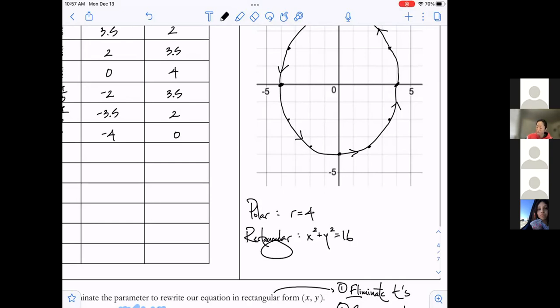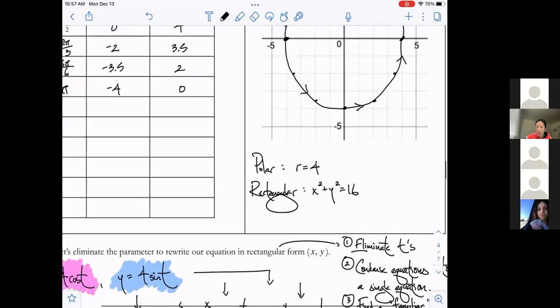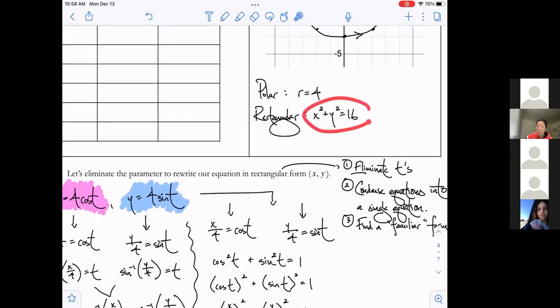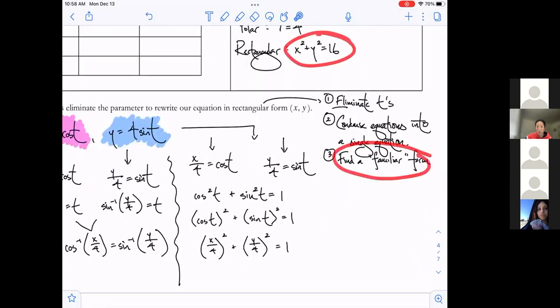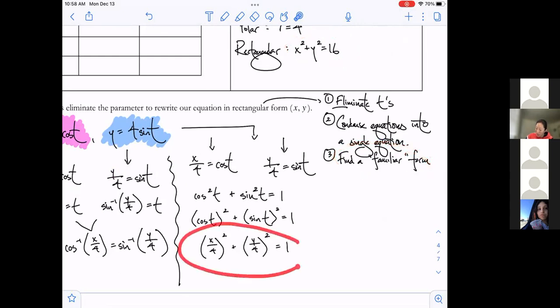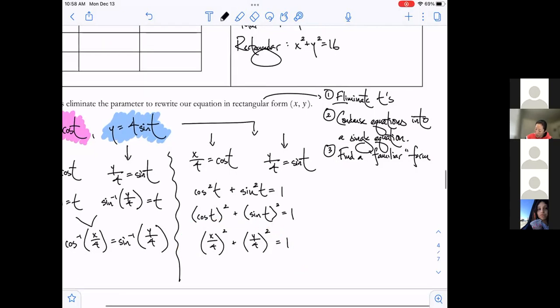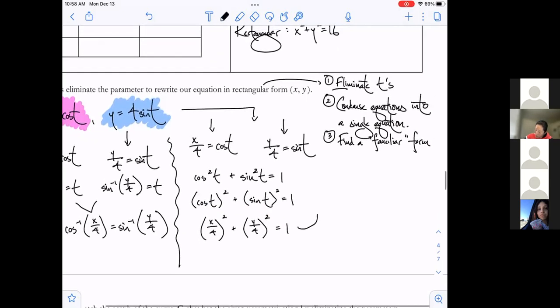So let's keep that equation in mind: x squared plus y squared equals 16. If someone walked up to you on the street and said, x squared plus y squared equals 16, tell me that radius, you would say, oh, it's 4. It's a familiar form for us. How do we get this into that familiar form? Well, I argue that we can do this.